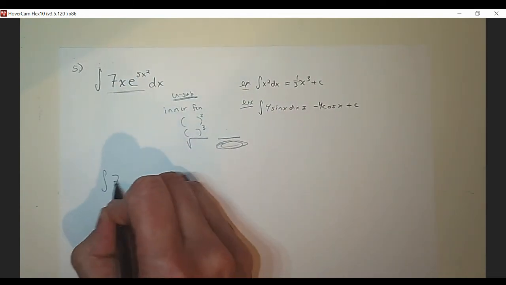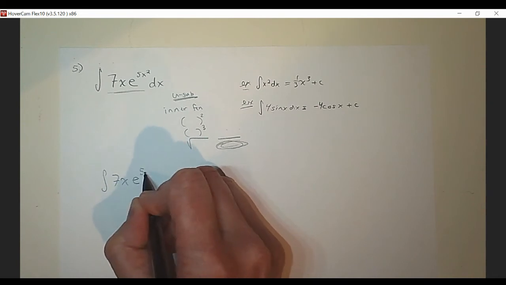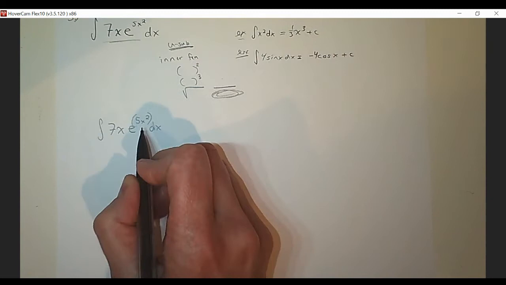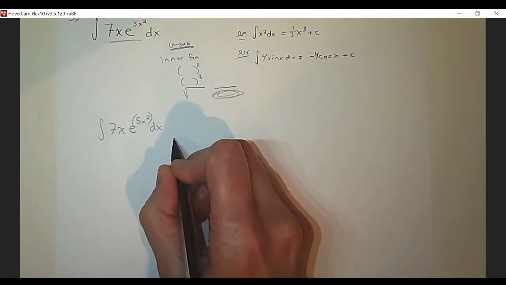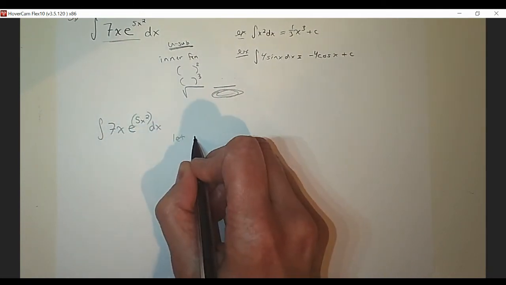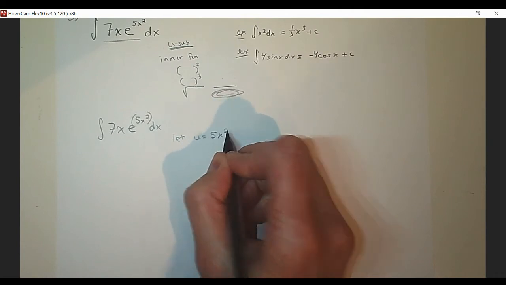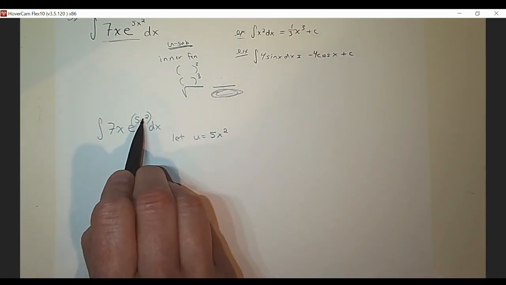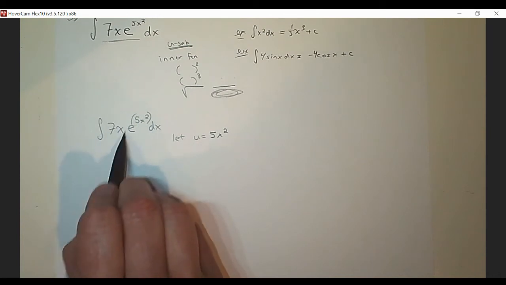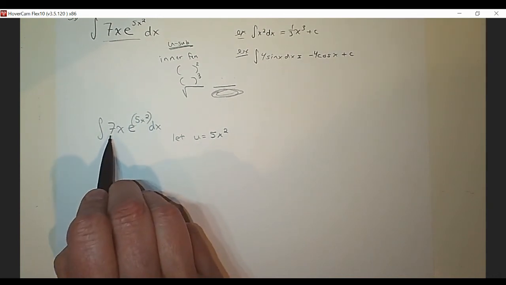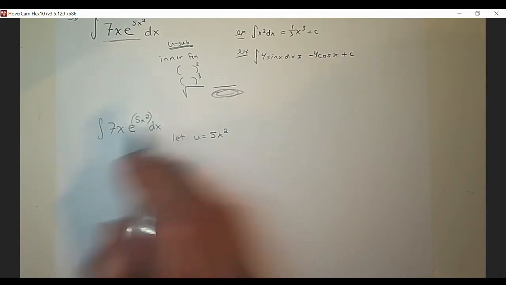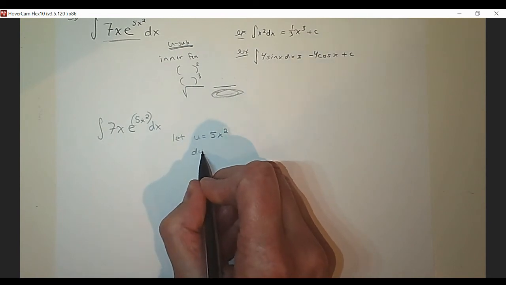So if we look at 7x times e to the 5x squared, e to the 5x squared is an exponential function where you have a 5x squared inside. So 5x squared is going to be our inner function. And so what we have is e to this inner function. And then we have these extra parts of the expression, 7x. Those are going to come into play later. So we'll see how to handle those in just a moment.